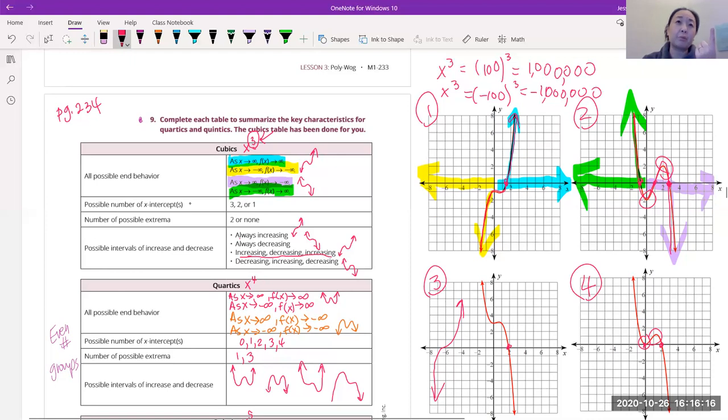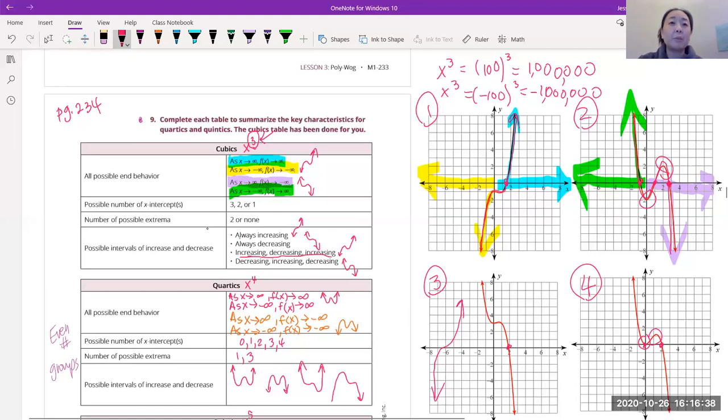When we talk about roots, we're talking about the x-intercepts specifically. So we have either 3, 2, or 1. And if you notice right here, graph number 1 shows us 1, graph number 2 shows us 3, graph number 4 shows us 2, and the third one does too. So those are the possible ways that it could intersect the x-axis.